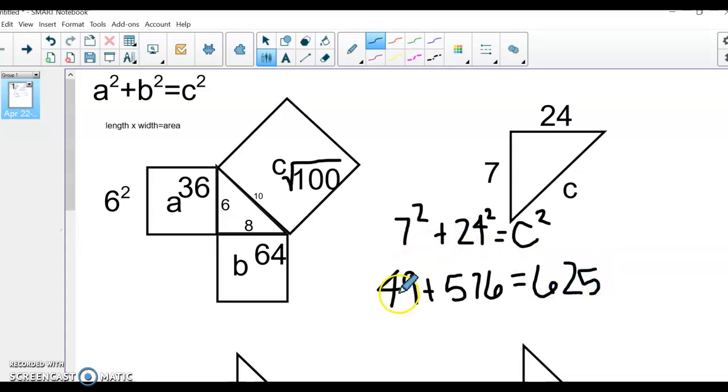And so that means we have the area of A, we have the area of B, and now we have the area of C. Now we can take the square root of C to figure out what our side length for C is. So if you take the square root of 625, you should get 25 for the side length for C. So this is equal to 25.